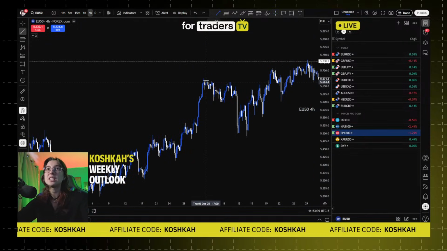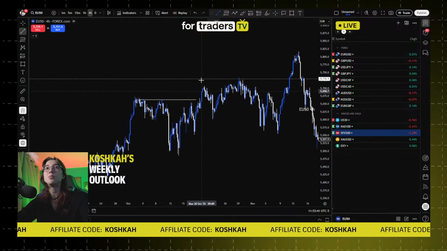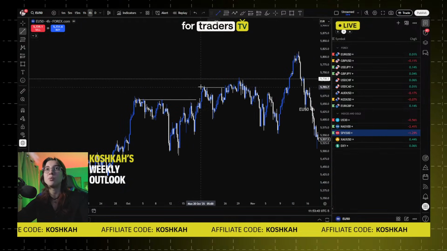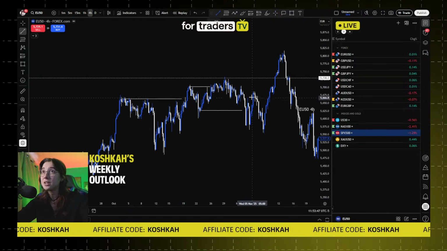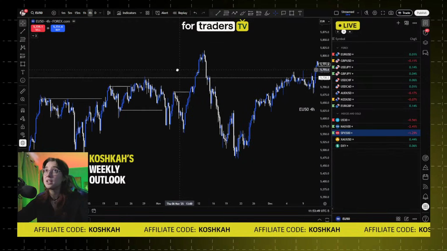Right here we can see that we're breaking structure multiple times to the upside. We broke structure here, then we broke structure to the downside here, but then to the upside again, as you can see.